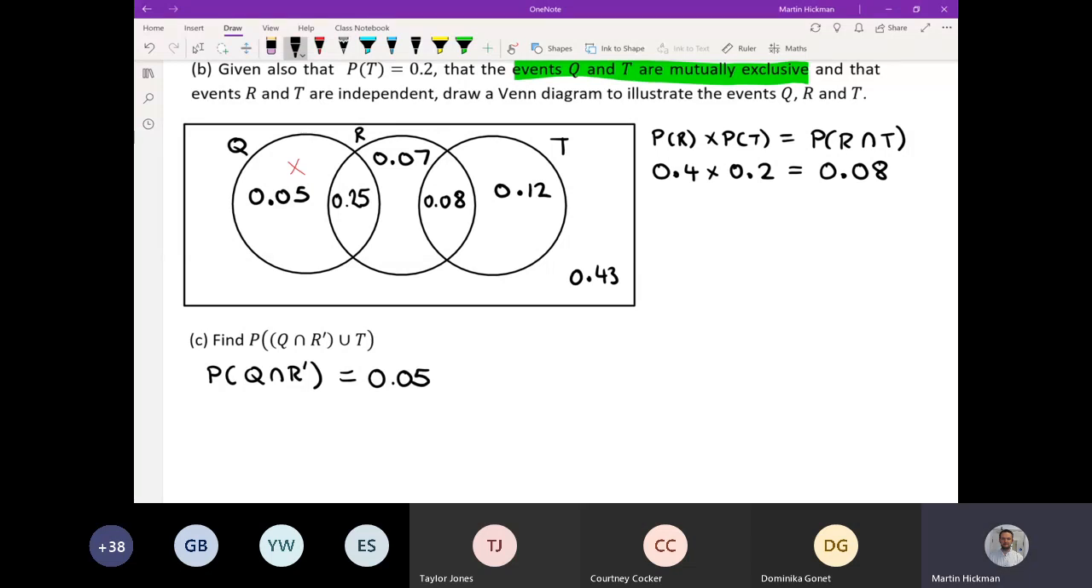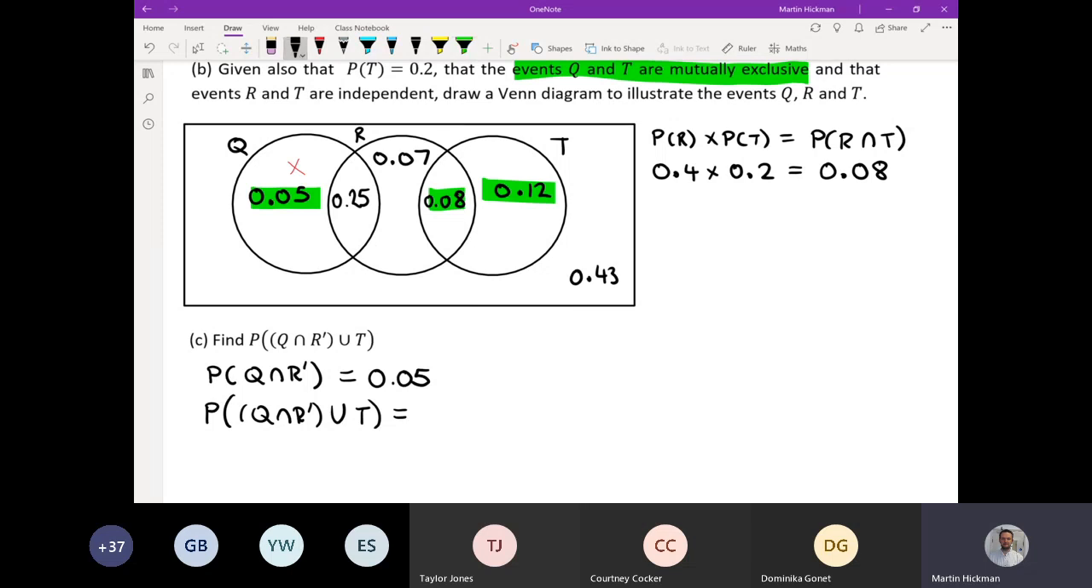Okay, and then also, so that's not the whole question. That's just looking at the probability that Q and R doesn't happen. But I need to find the probability that either this happens or T happens. So I'm just going to highlight where that's going to be the case. So this is where Q and R aren't happening. And then the other condition is that T happens. So it's either of these probabilities.